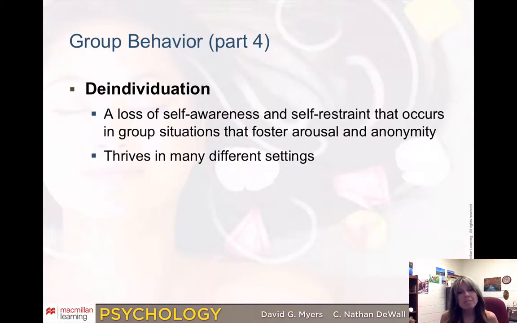De-individuation is where it's like masking yourself. If I know you can't identify me, I might act differently. So this is when you get the mob mentality, when you have riots in the streets and people start breaking into windows and stealing things.